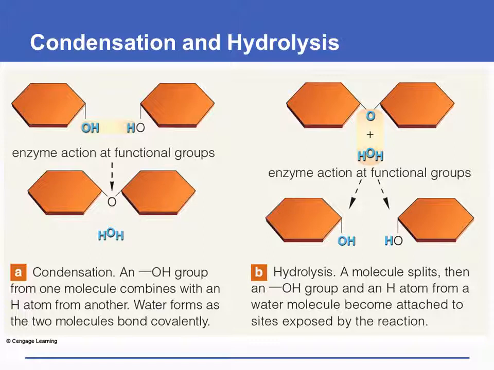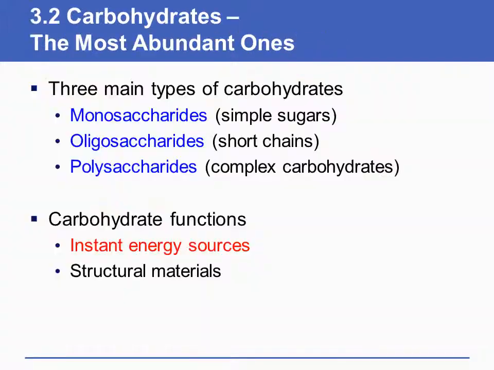So condensation is a process in which an enzyme takes two small molecules and combines them into a larger one. Whereas hydrolysis is a process in which the enzyme splits a larger molecule into two smaller ones. So these are basically the reverse of one another. The three main types of carbohydrates that I want you to be familiar with: monosaccharides, oligosaccharides, polysaccharides. Again, mono meaning one, oligo meaning a few, and poly meaning many.